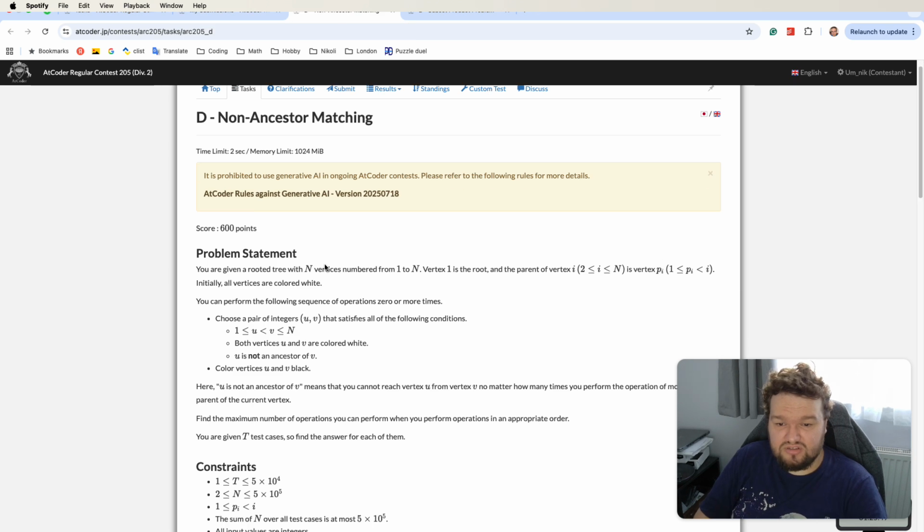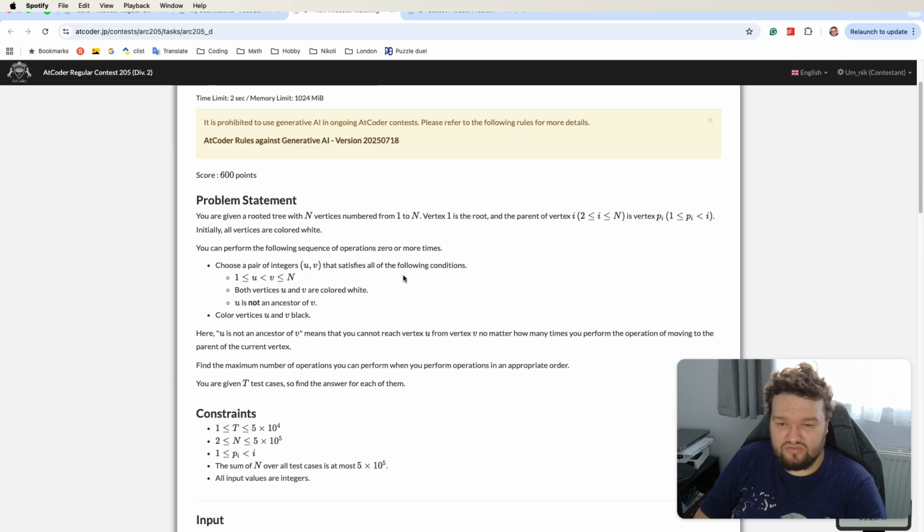Problem D, non-ancestor matching. You're given a rooted tree with n vertices numbered from 1 to n. Index 1 is the root, the parent has strictly smaller index. That's good. Initially, all vertices are colored white. You can perform the following sequence of operations 0 or more times. Choose a pair of integers U, V that satisfies all the following conditions: U is smaller than V, both vertices are colored white, and U is not an ancestor of V. Color vertices U and V black.